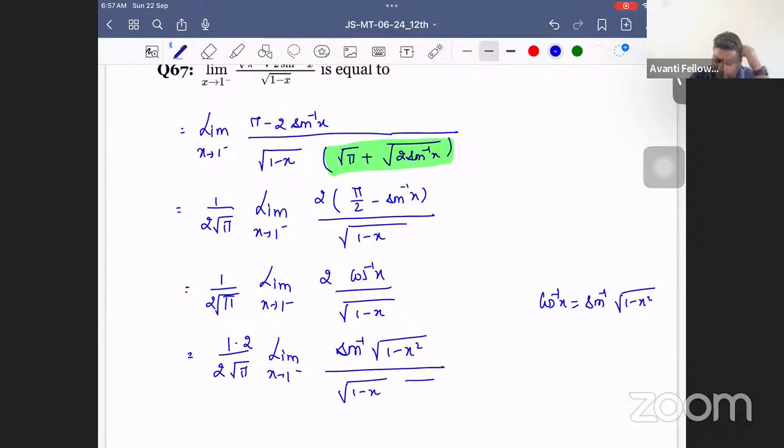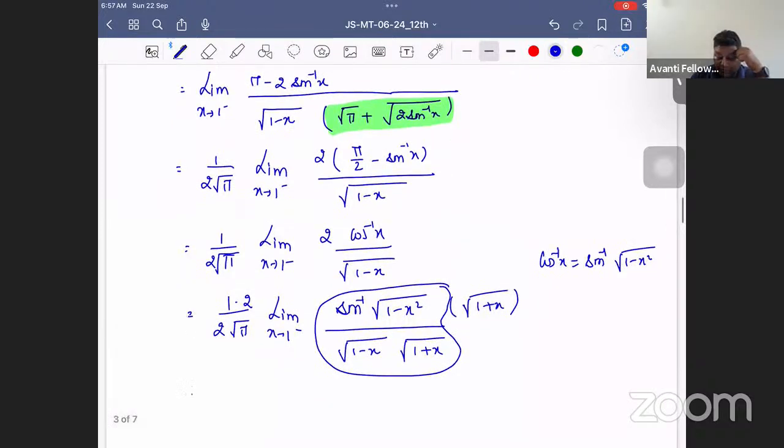So let's multiply the denominator by 1 plus x and also the numerator by 1 plus x. Now it became sine inverse 0 upon 0, which is 1. So your answer is 2. Replace 1 there, that is root 2 upon 2 under root pi. 2 cancels. So it is under root of 2 upon pi. Am I clear?